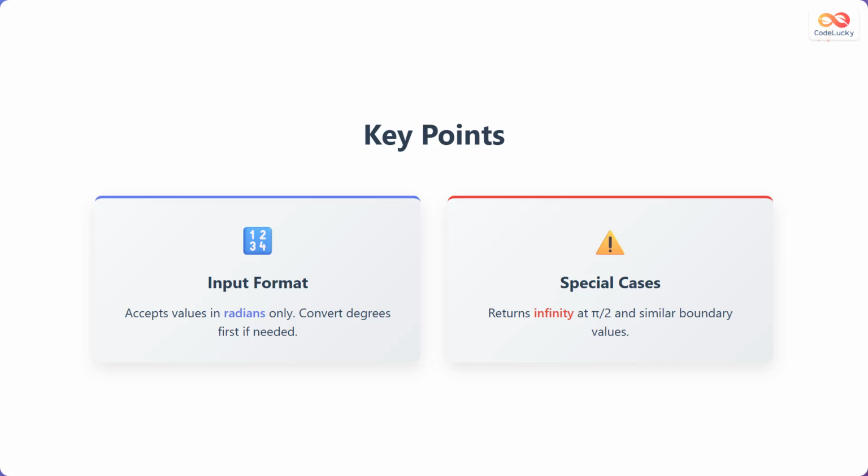Second, be aware of special cases. The tan function returns infinity at pi divided by 2 radians and other similar boundary values. These mathematical properties are important to consider when processing your data, as infinity values may require special handling in your analysis workflows.